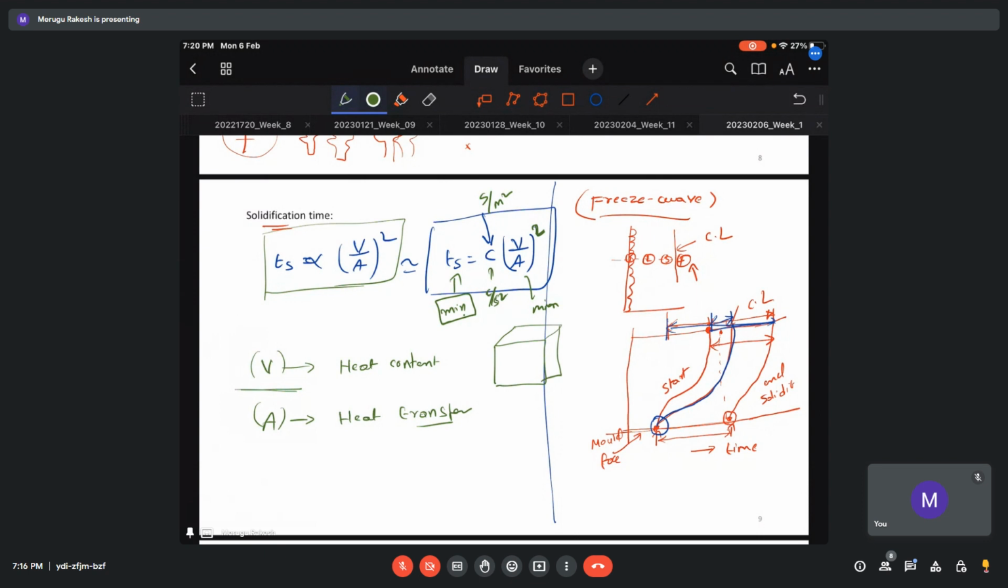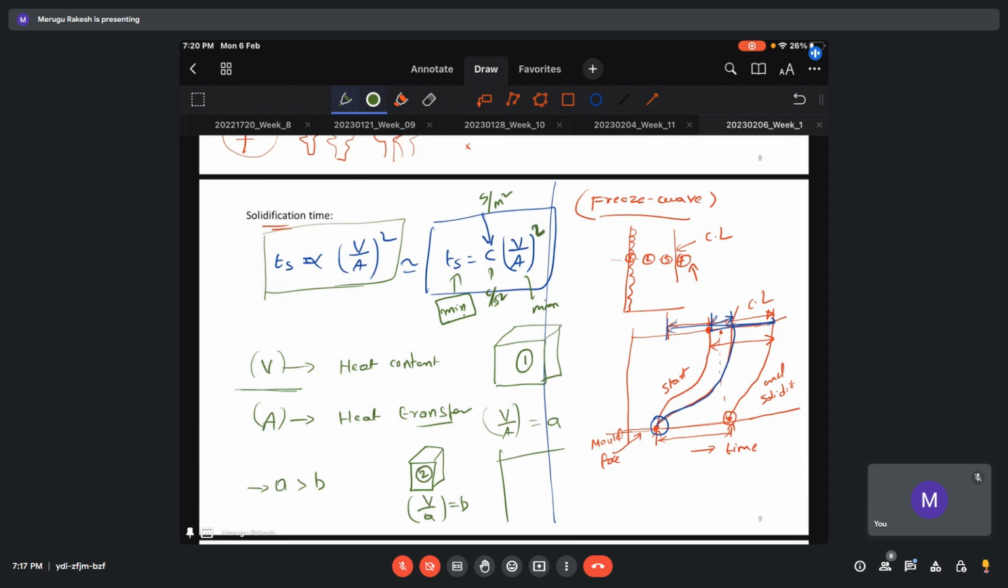Suppose I have some V by A ratio value A for a large block, and a very small block with V by A value B. If I want to see which one cools faster, in this case I have A greater than B. So object 1, object 2.